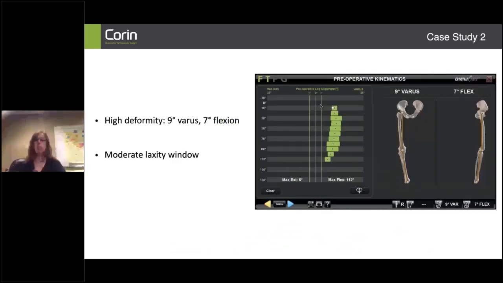Now, again, we won't go through this in quite as much detail because we've gone through all of the steps in the previous case. This is an illustration of a more difficult knee, and it must be confessed the curves are not going to be quite as pretty, but it can handle this knee perfectly well and better than any other navigation system. Okay. So this patient had 9-degree varus, 7-degree flexion, and you can see that these green bars are a little bit wider, meaning that the knee was a little bit looser.